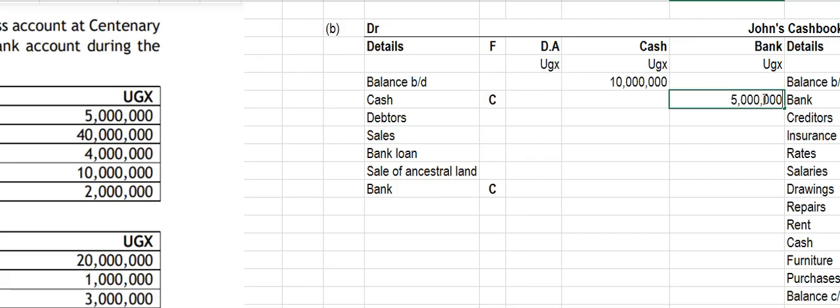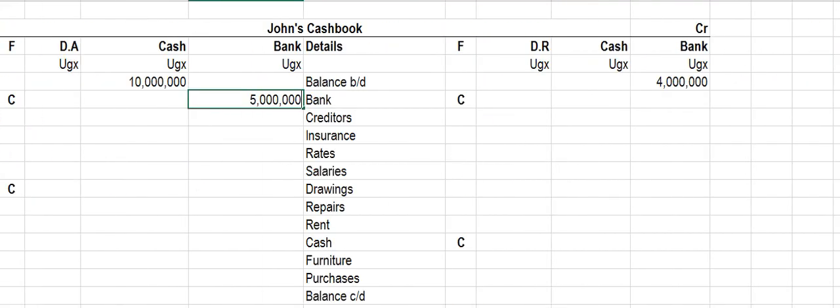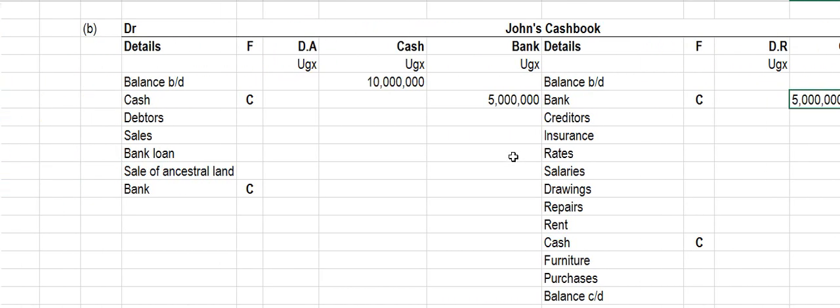5 millions were banked, but don't forget this is a contra. That's why you see a capital C in my column for the folio. It means that I have to go on the opposite side, bank, as the details, then I show that we banked some cash, 5 millions. So cash reduces, but then your bank will increase.